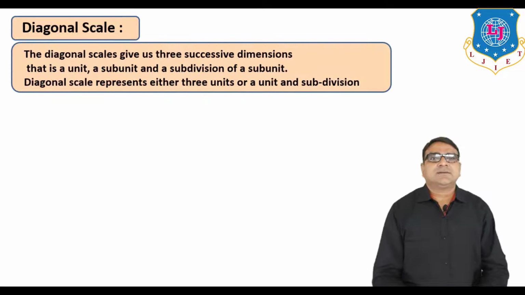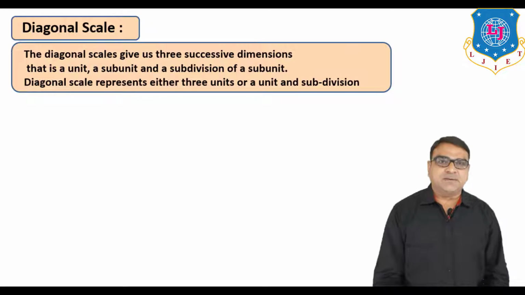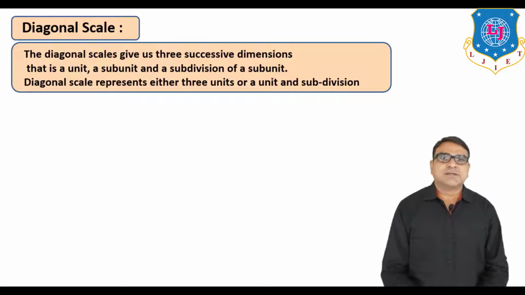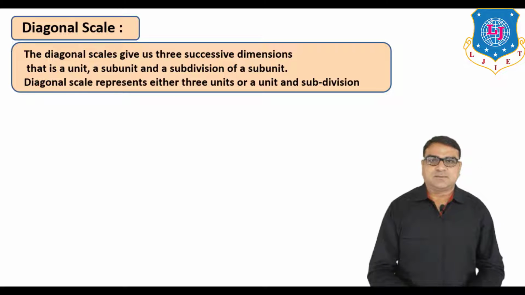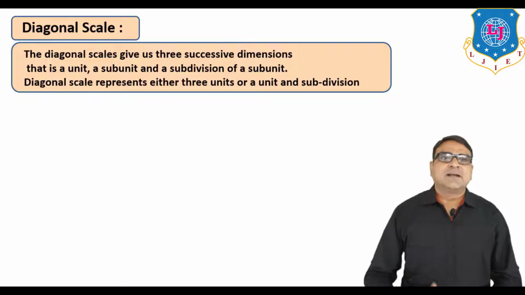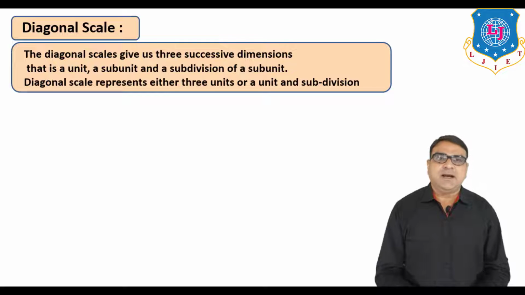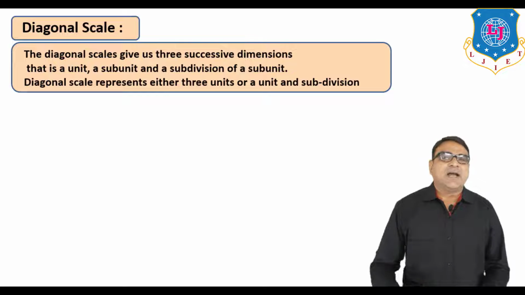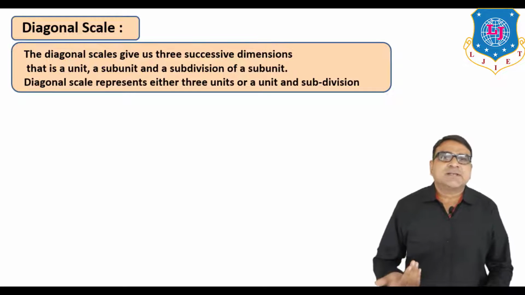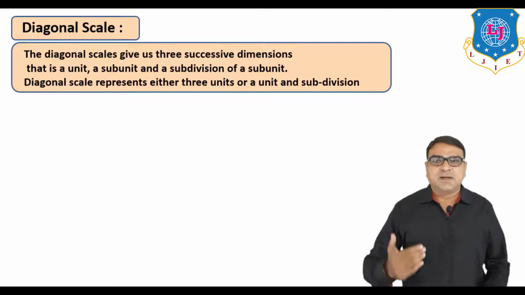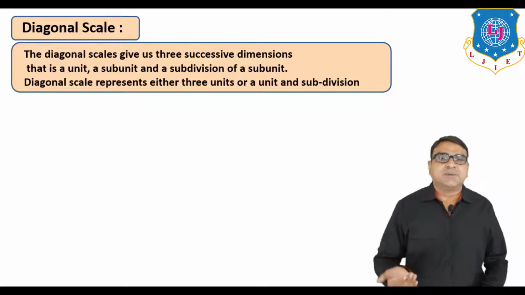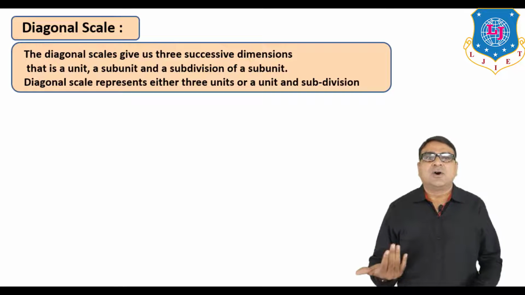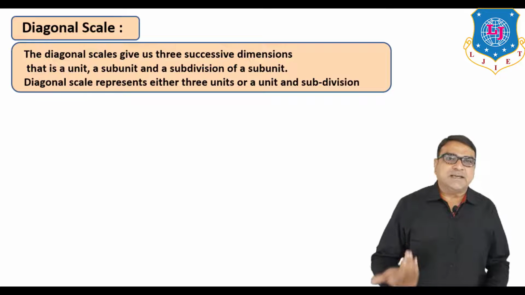On diagonal scale, the diagonal scale gives us three successive dimensions, that is a unit, subunit, and a subdivision of subunit. Diagonal scale represents either three units or a unit and its subdivision. Diagonal scale represents three units like kilometer, hectometer, and decameter, or you can say meter, decimeter, centimeter, or yard, foot, inch, etc.